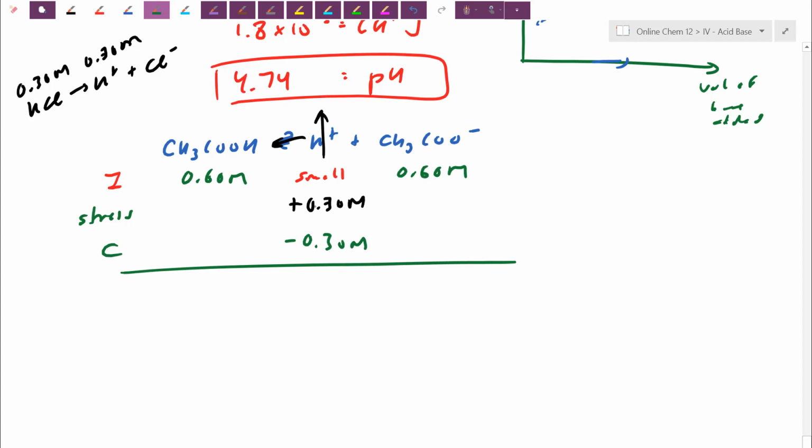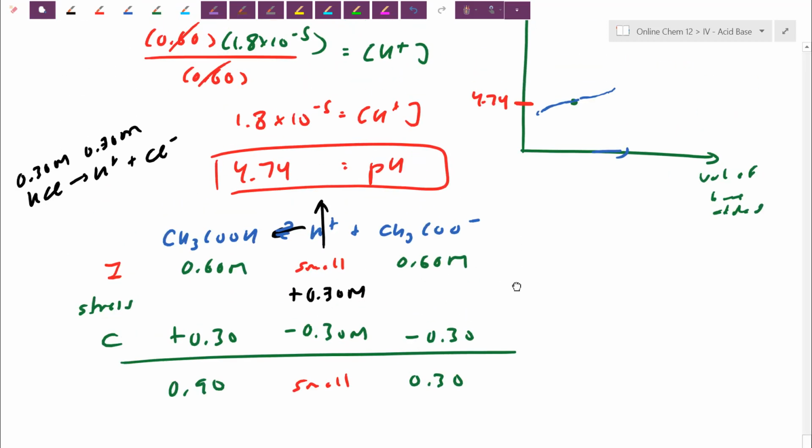If the H plus content needs to come downwards, minus 0.30, the other side has to be a plus 0.30. Good, I still had enough acetate here. I now have 0.30 of this one. I still have a small amount of H plus, and I have 0.6 plus 0.3, I now have 0.90. Okay. So obviously, because the equilibrium is shifted, the amounts of the conjugates are now different. The pH is now different. Fine.